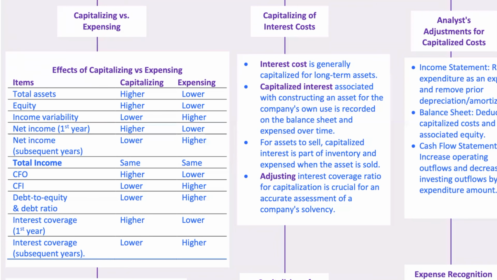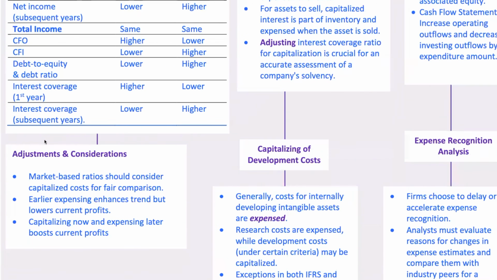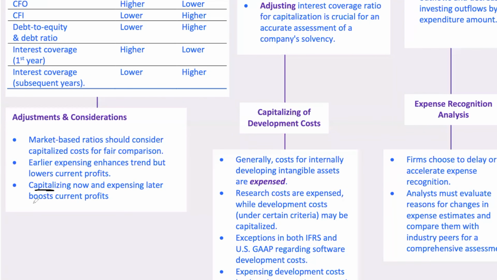Why it matters. Here's the kicker. Over the life of an asset, total net income will be the same whether a company capitalizes or expenses the cost. The difference is in the timing. Capitalizing spreads the cost out, giving a smoother profit trend, while expensing gives a one-time hit with potential for higher profits later. As analysts, we need to be mindful of this. Companies might capitalize to boost current profits, but that can affect how we view their performance over time. Always consider the motivations behind these decisions.